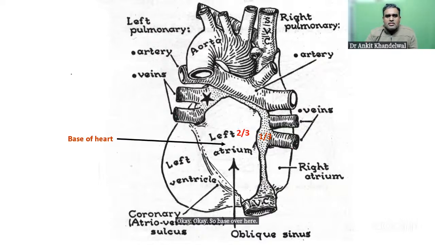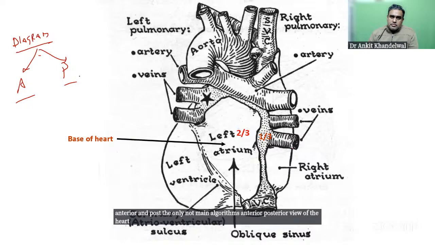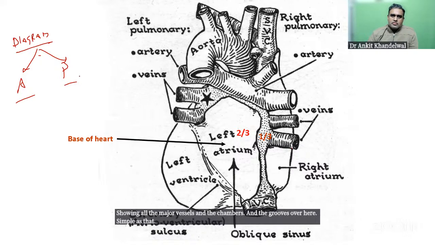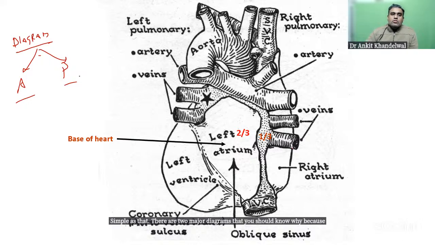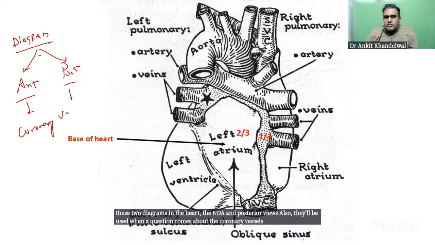Try to draw these images, the heart diagrams, anterior and posterior. There are not many diagrams. The anterior and posterior views of the heart should be practiced, showing all the major vessels, the chambers, and the grooves. Simple as that. There are two major diagrams that you should know. Why? Because these two diagrams, the anterior and posterior views, will be used when a question comes about the coronary vessels. Again, they can be used.